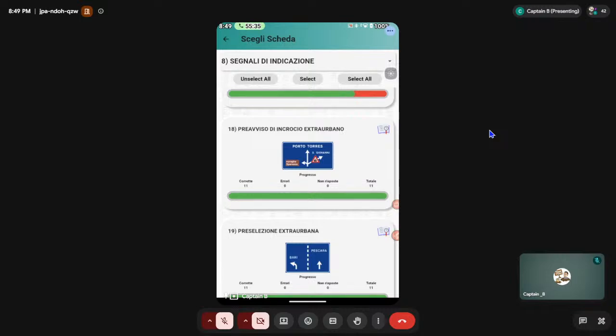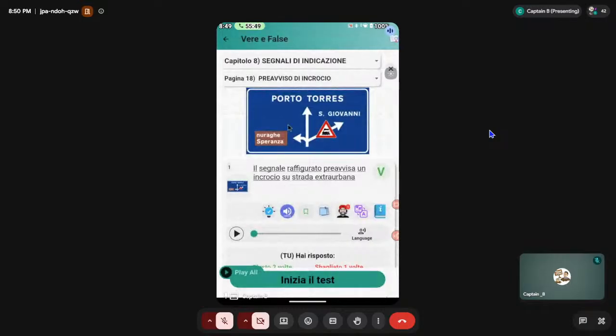Now look at the picture there. Look at the written word there: Preavviso di incrocio extra urbana, outside the city. If you pay attention carefully, you will see that to get to Porto Torres, you have to go straight. For you to get to San Giovanni, you have to turn to your right. And turning to your right, you will come across Passaggio a Livello, which is a train track.